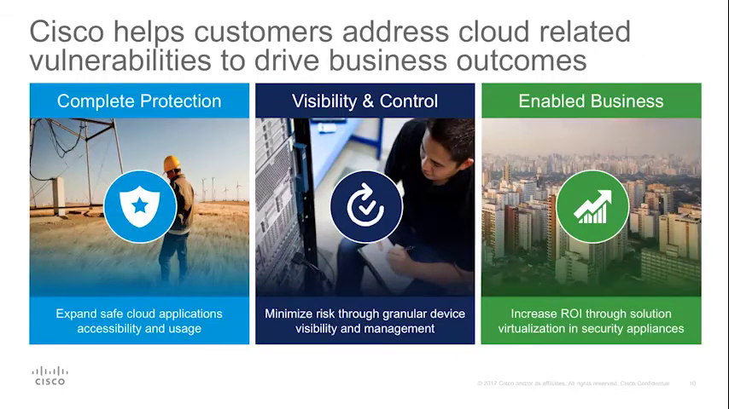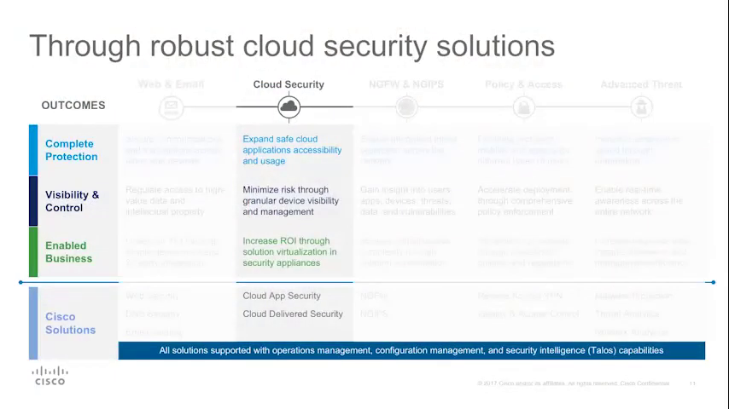Take a closer look at Cisco's cloud security solutions. Cisco's cloud security solutions include cloud app security and cloud-delivered security, both accompanied by the leading Talos Security Intelligence and Research Group technology. Cisco Cloud Security also includes features that provide configuration and operations management capabilities. Cisco's cloud security solutions offer incredible value to customers across their business.